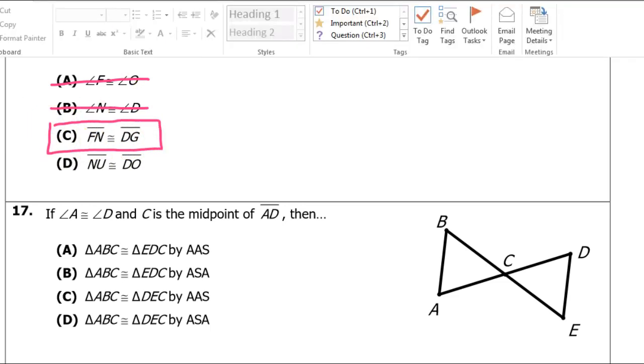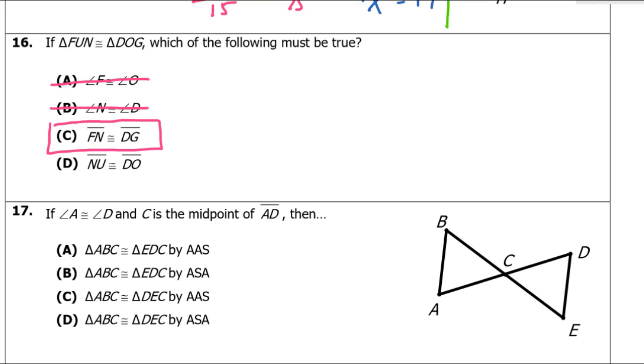Okay, just to follow through on the stuff that didn't work. Segment NU, that would be like this right here. That should be congruent to segment GO, not DO.